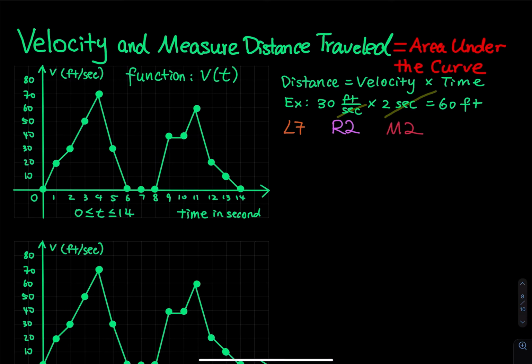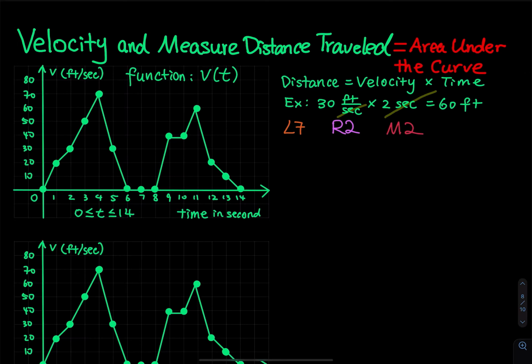This is about velocity and measuring distance traveled. So what measures distance traveled? Do you see that we have a curve right over here where the horizontal axis stands for time in seconds, and the domain is t between 0 and 14 seconds, and the vertical axis stands for velocity, in feet per second, represented by a velocity function v of t. T is the independent variable. And then what about distance traveled?